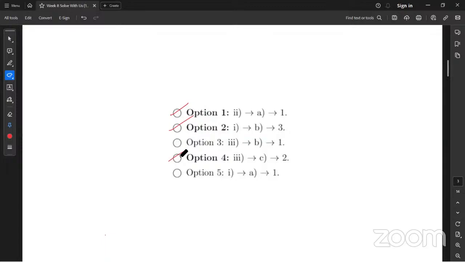Okay. So, understood how we have to solve this kind of question? What will be my first strategy to solve this kind of question? Yes, sir, I got it. Okay, understood.